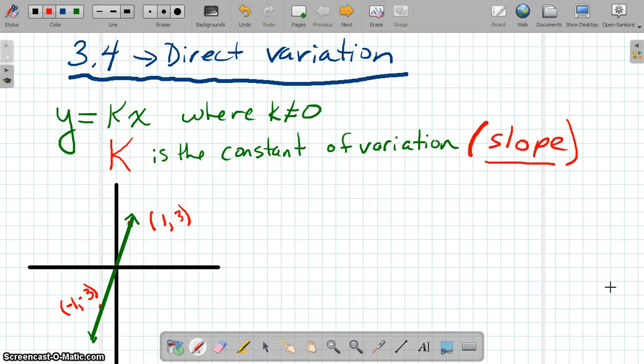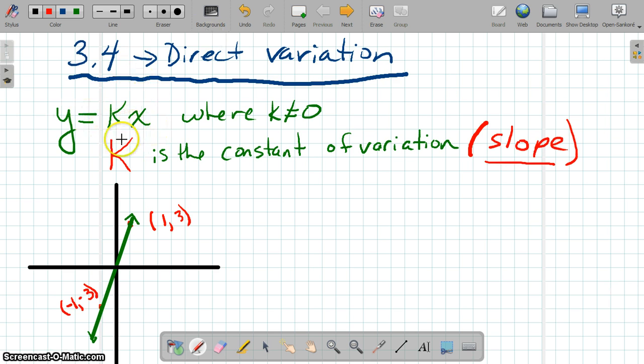Okay, this video is going to explain to you section 3.4. It's one of the videos, video number 1, which has to do with direct variation. And direct variation is basically a relationship between two things where there is a constant rate of change, okay?